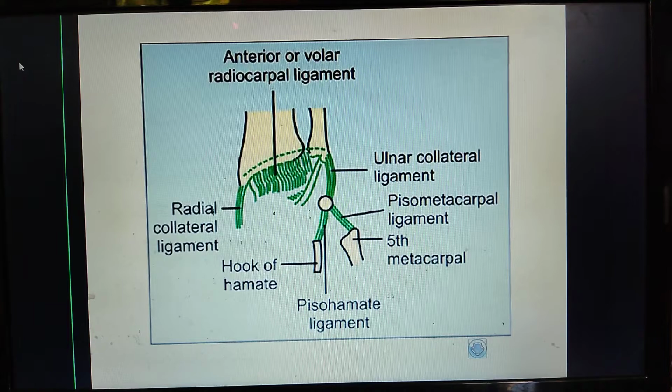Now here you can see this is the radial collateral ligament extending from the radial styloid process going to the scaphoid and the trapezium, and on the medial side you can see the ulnar collateral ligament going to the pisiform and the triquetral. This is the pisiform bone, and from here it extends as the pisometacarpal ligament to the base of the fifth metacarpal, and to the hook of the hamate as the pisohamate ligament.